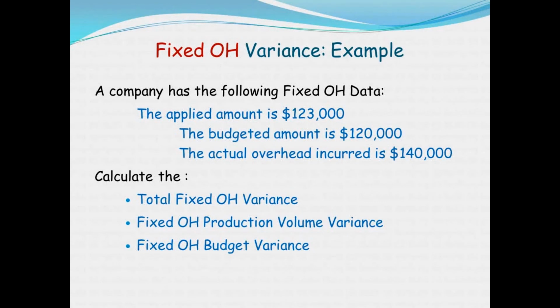Okay, a really super simplified example. Okay, so calculate these three numbers. You know that the applied amount was $122,000. The budgeted amount was $120,000. The actual overhead incurred is $140,000. Calculate your variances.